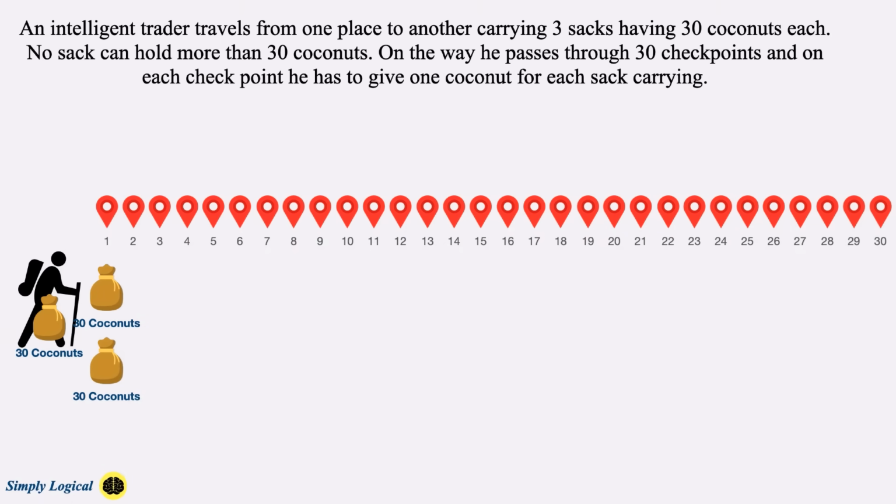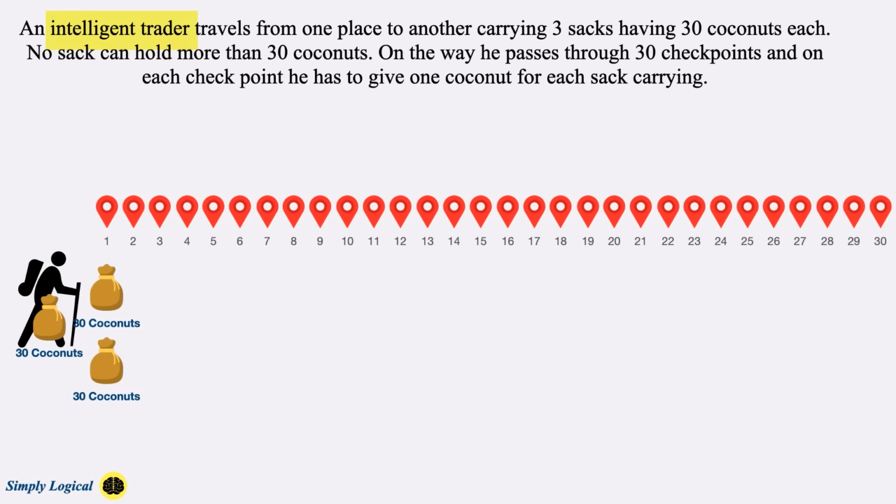At first view, most people think that the answer to this puzzle is 0. If you take all conditions literally, then nothing would be left. But the keyword here is intelligent trader. So you need to think like an intelligent trader. Being an intelligent trader, he will definitely use all his intelligence to get the profit, that is, by trying to save as many coconuts as possible.